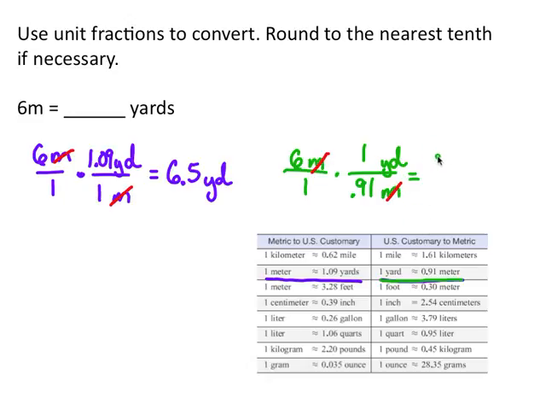So after you cancel those meters and multiply straight across, we get 6 over 0.91, so we have to divide. And this one comes out to be 6.6 when you round to the nearest tenth. But they're both in yards, they're both really close, and it's because all of these are approximations, meaning those conversions themselves have been rounded. And that's why you may end up just off slightly.